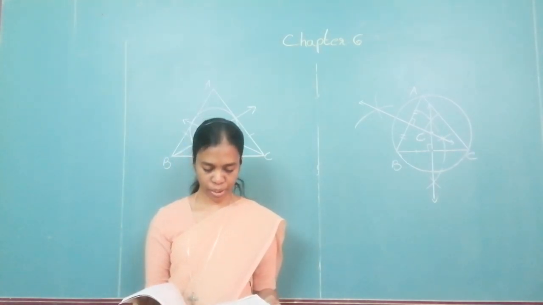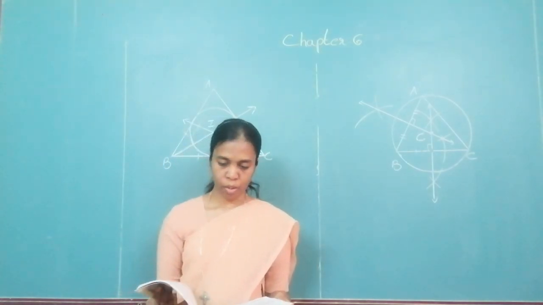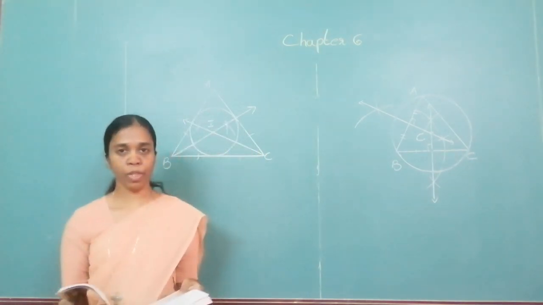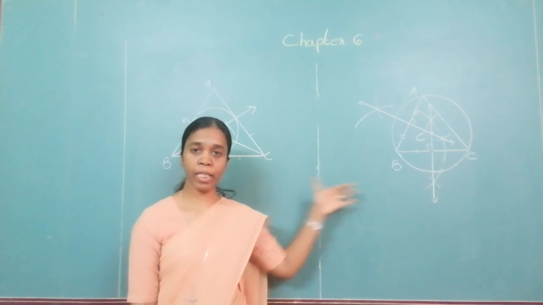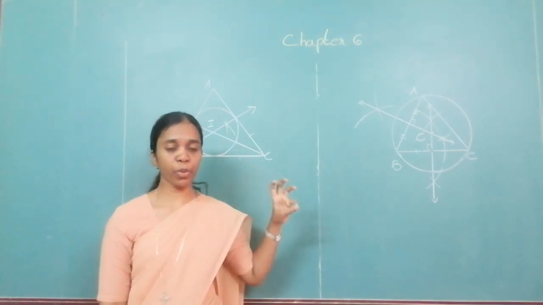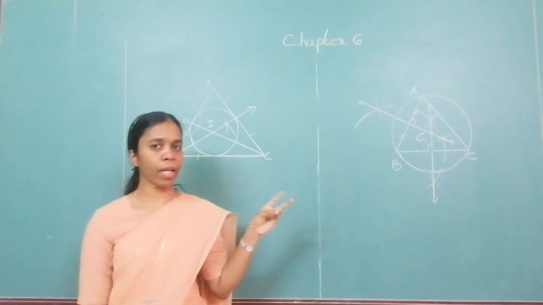So we stop over here. Please complete your homework with that. I want you to try the circumcircle and incircle for one obtuse and also a right angle triangle.